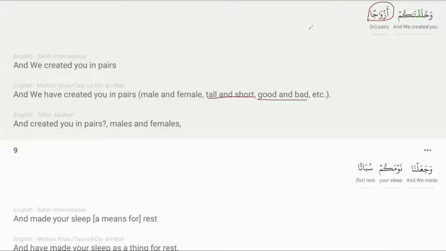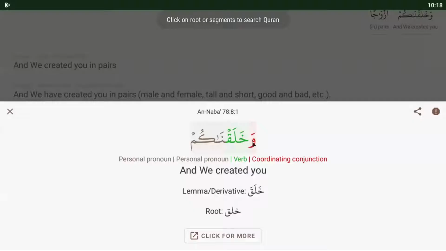So what does khalaqnakum mean? Khalaqa is the verb. Wa is the conjunction. And na, it was actually khalaqna, with an alif. But because the Quranic style of writing is different, it's just written like this, a shortcut. We read it khalaqnakum. This is called the dagger alif. This is the fa'il and this is the maf'ul bihi. Khalaqnakum, we created you.